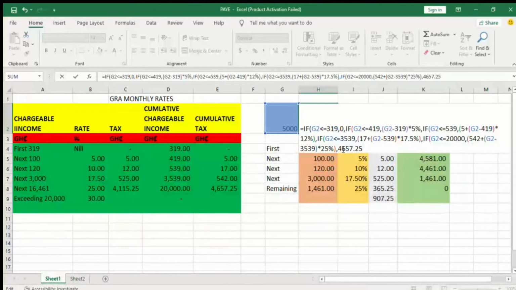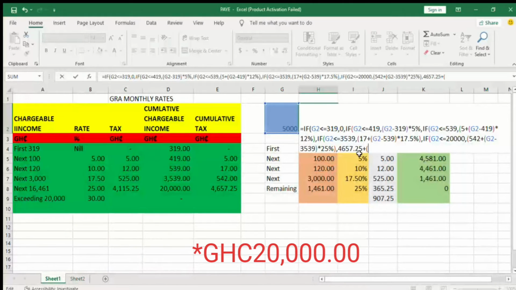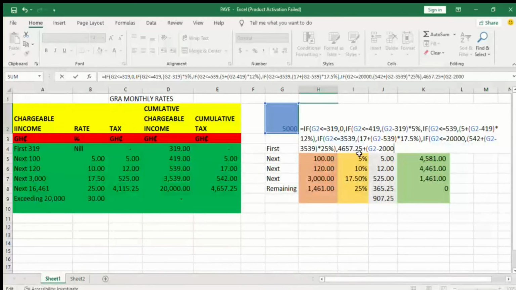Okay, so 4657.25, then plus at this level those who are earning more than 20,000 Ghana cedis, so minus 20,000, exceeding 20,000 Ghana cedis will be paying a rate of 30%. So you bring the percentage, then you click on enter. So you have to select yes so that Excel will do the correction. There's a lot of correction that has to be made with regard to the brackets. So you press enter, then that is done.